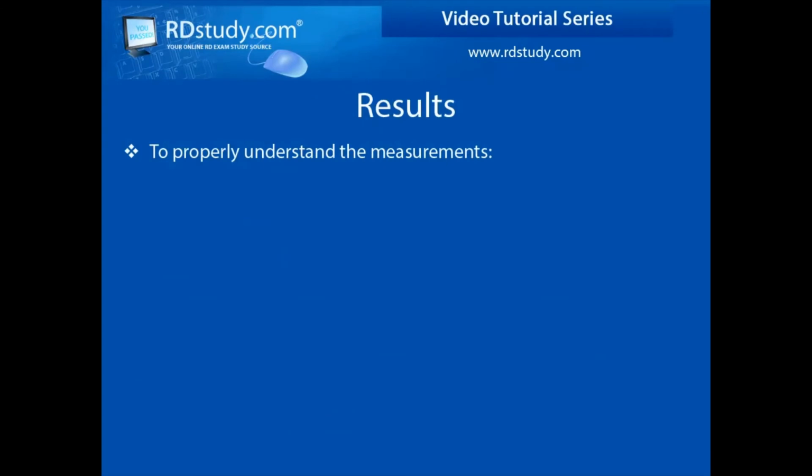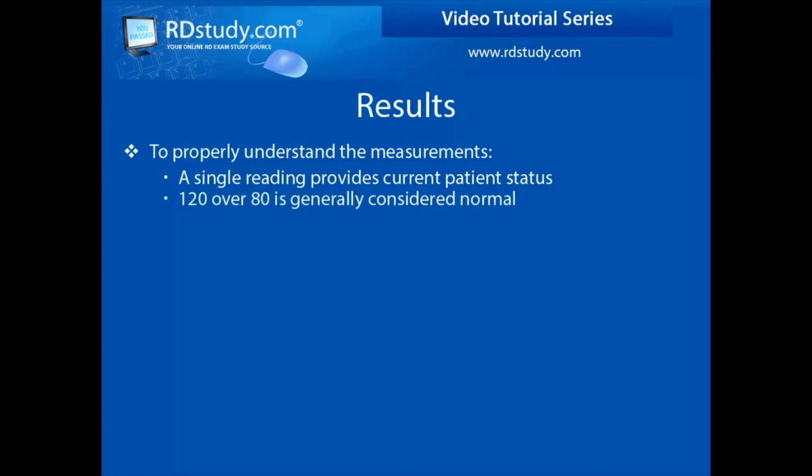When determining results, keep the following in mind. A single reading does not indicate a chronic condition. It indicates a current status. Multiple consistent measurements over a period of time should occur prior to any diagnosis being made. Even though the values of 120/80 are the start of the prehypertension values, these values are conventionally considered normal. If a hypertensive crisis is occurring, the individual should go to the hospital.